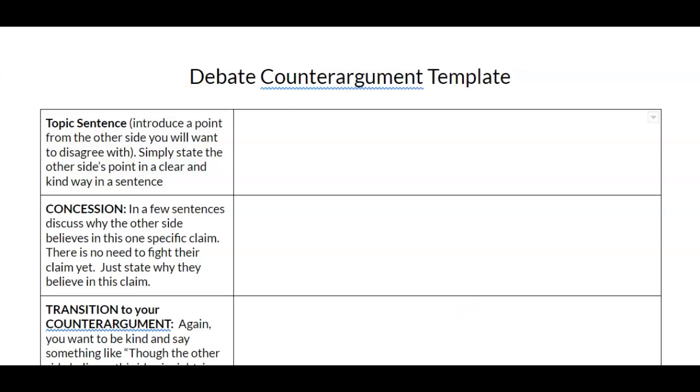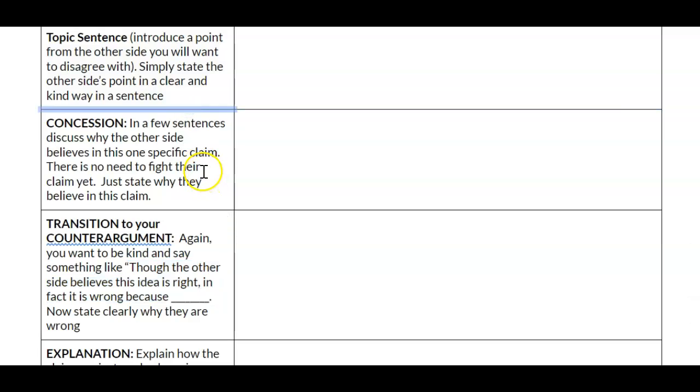The concession, so this next box here, is in a few sentences discuss why the other side believes in this one specific claim. So it should go along with what you said in the topic sentence. You do not need to provide facts or statistics. You are merely just stating why they believe this claim.